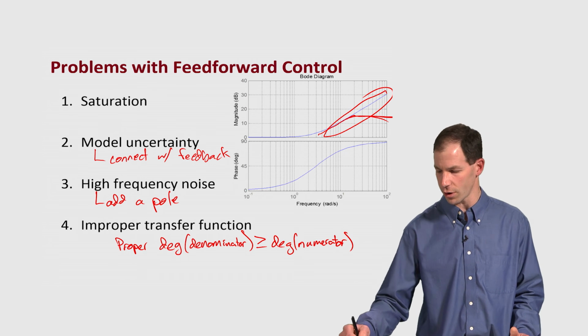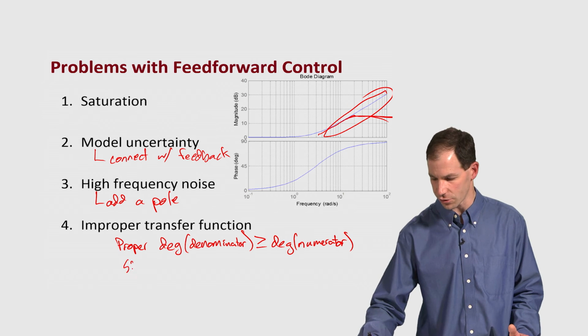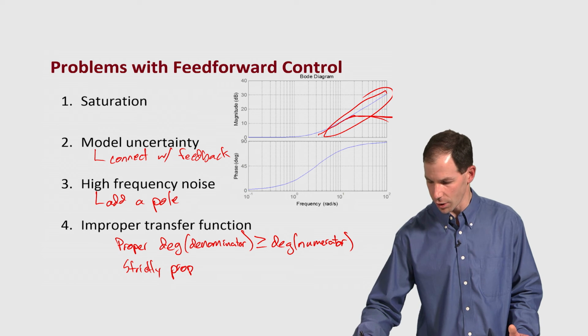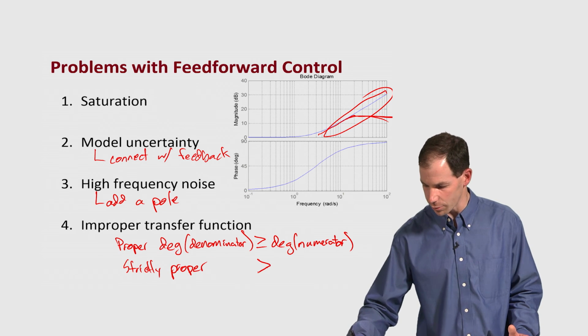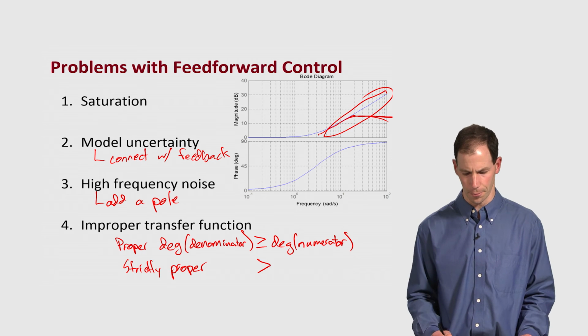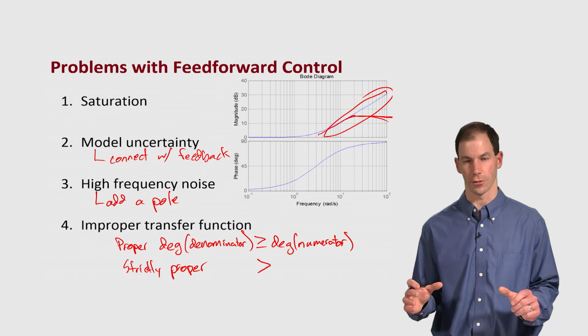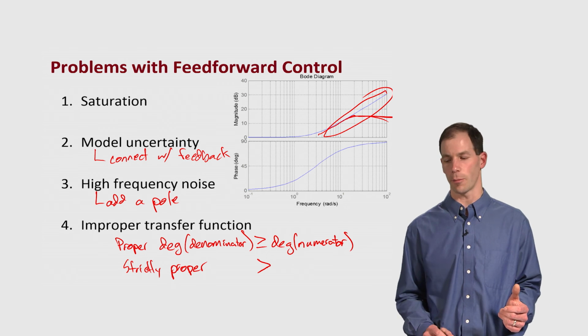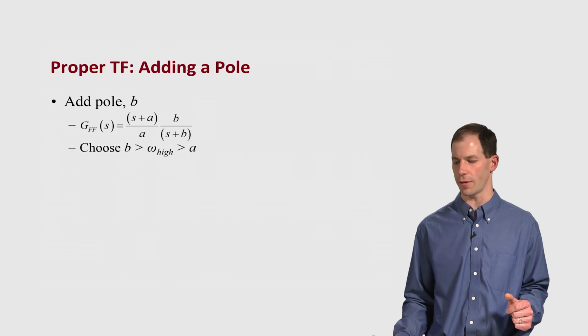So this is for a proper transfer function, and then we say for a strictly proper, the degree of the denominator always has to be greater than the degree of the numerator. So this is also solved by adding a pole. So let's look at how we add that pole.